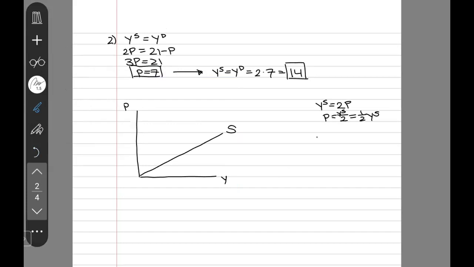And then for demand, we have demand equals 21 minus p. And again, we solve for p, and we get 21 minus y. So that's a straight line with a slope of -1 and an intercept of 21. So something like that. And so then our equilibrium was 14 for the quantity, and then 7 for the price.